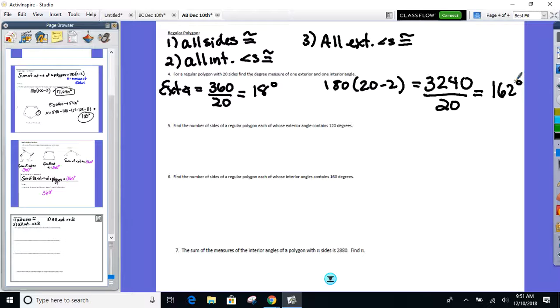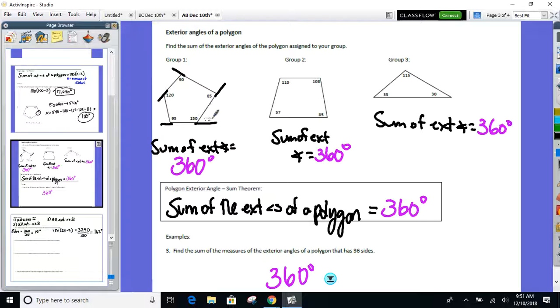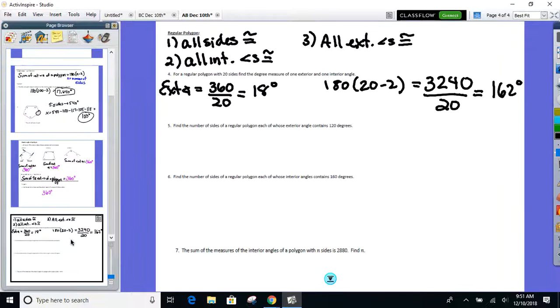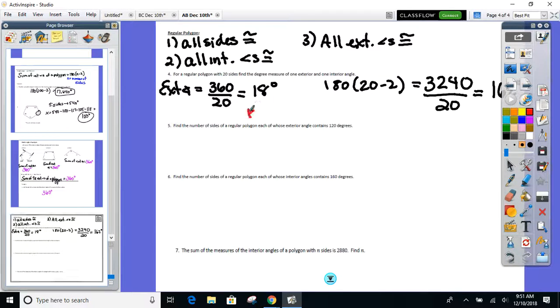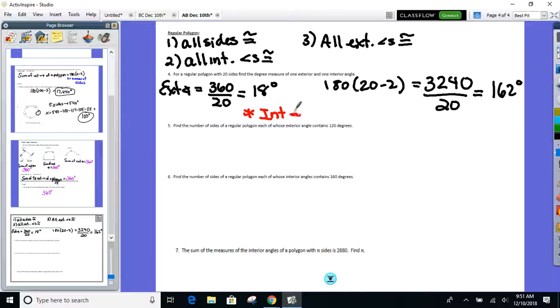Because if Bella wanted to, she didn't have to do it this way. Remember when we found the exterior angle was equal to 18? What's the relationship between the exterior and the interior? 180. So once I found 18, I could have subtracted that from 180 to get the interior. So just make a note on that problem right there, please. Make a note. Interior angle plus the exterior is equal to 180. They're supplementary. That may help you out.